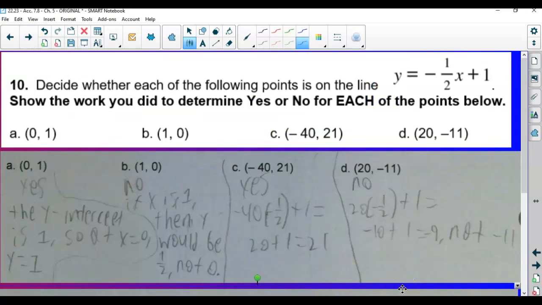Check your 10. If you did not have yes, no, check your work. Look at your work right now, and if you don't have any work to look at, that's the problem. So you don't write your work down.